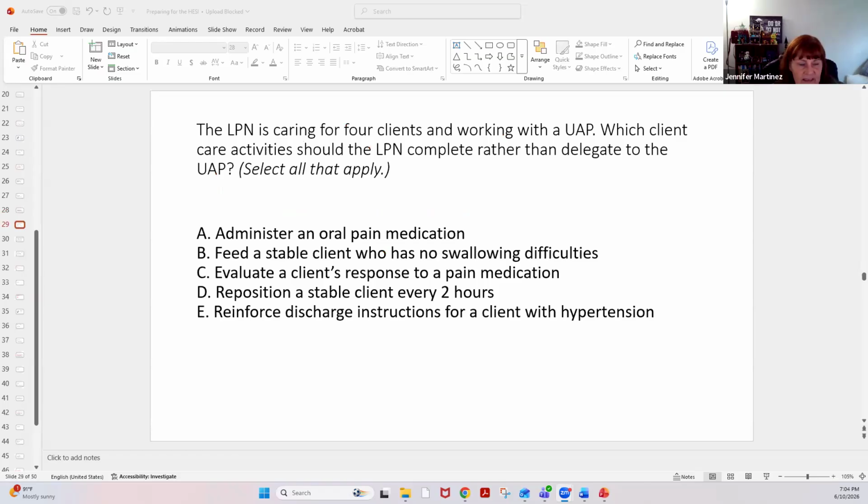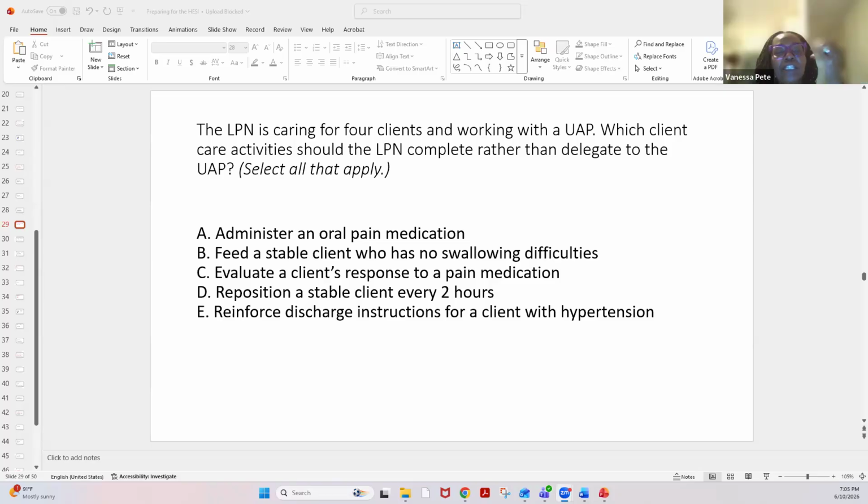All right. The LPN is caring for 4 clients and working with a UAP. Which client care activities should the LPN complete rather than delegate to the UAP? Administer an oral pain medication. Feed a stable client who has no swallowing difficulties. Evaluate a client's response to pain medication. Reposition a stable client every 2 hours. Or reinforce discharge instructions for a client with hypertension. Which of those should the LPN do, not the UAP?